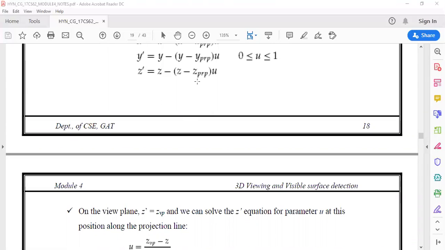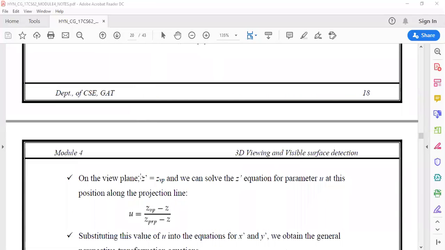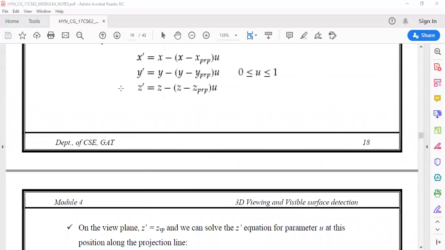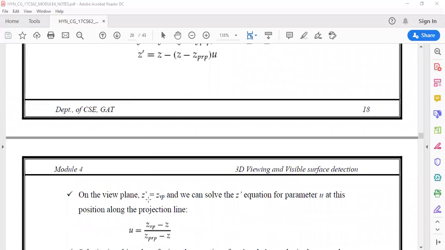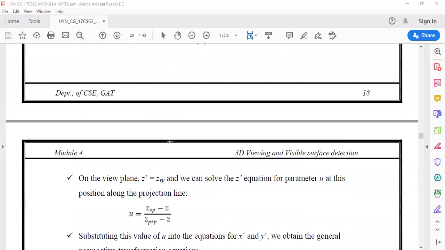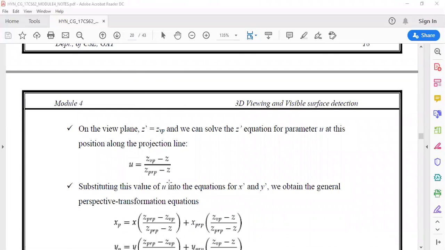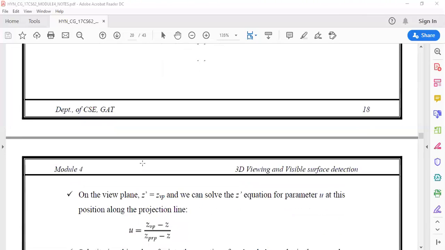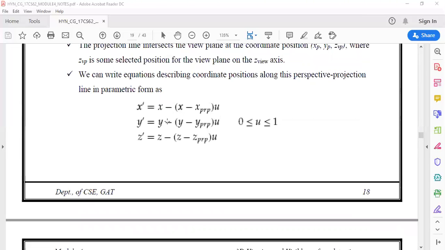If I consider this equation, z dash is equal to z minus (z minus zprp) into u, just substitute z dash as zvp and transform this equation in such a way that you find the value of u. If I transform, I will get u equal to zvp minus z divided by zprp minus z. This is the value of your parameter u.